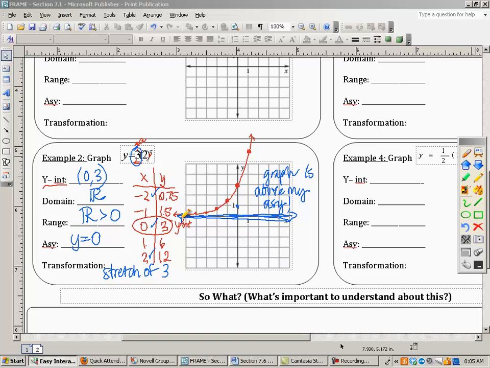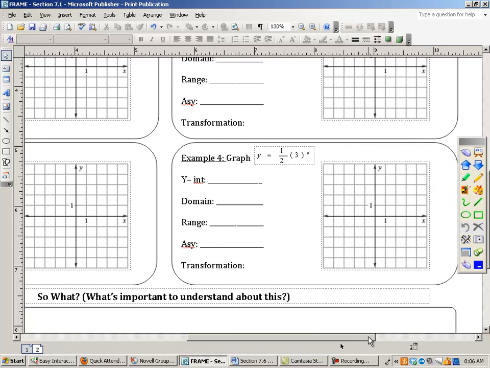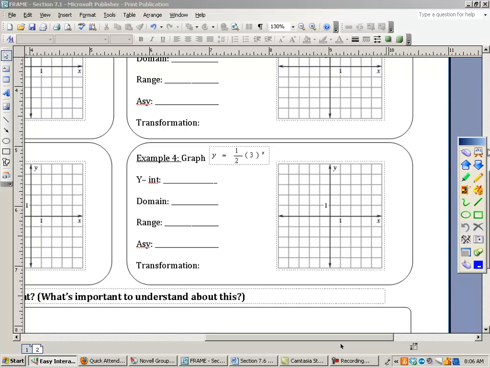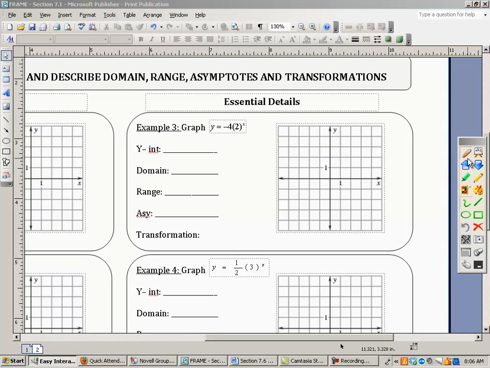All right, let's slide over. I'm going to go up to the top one number, example 3. And then what we'll do is I'll have you do example 4 on your own. Okay, take a look.